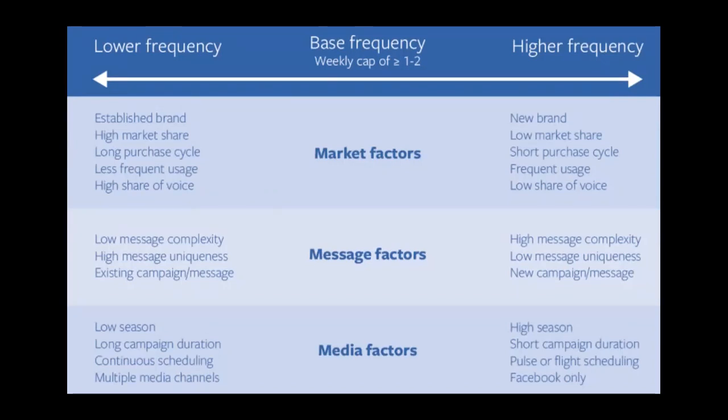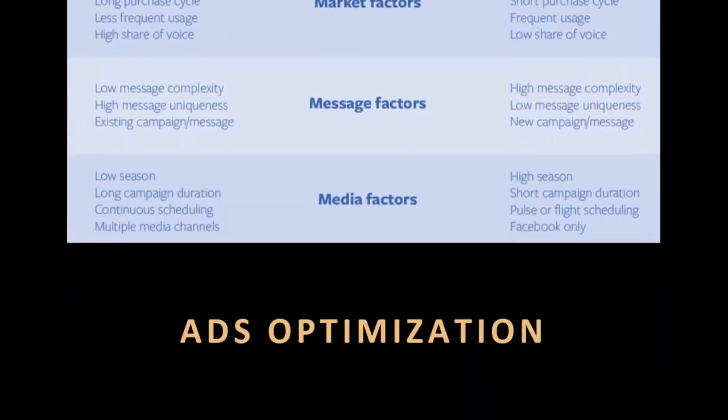And then also message complexity. How difficult is it for your offer to be understood? If it's difficult to understand or there's a lot to it, you can show your ads to people more often. But if it's really easy to understand what your offer is, then lower your frequency. So again, a couple of other factors here. You can read them and they're kind of self-explanatory, but we'll move on for now.